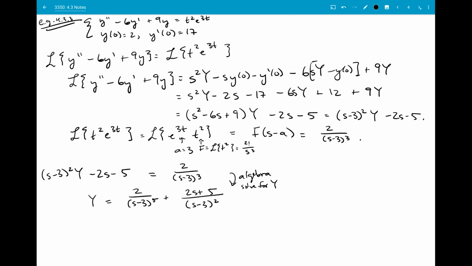That's the forward part of the problem, where we start out with the Laplace transform of both sides, and then we solve for capital Y. Eventually what we're going to want to do is take the inverse Laplace transform to find little y, which would be the inverse Laplace transform of everything. Just like that.